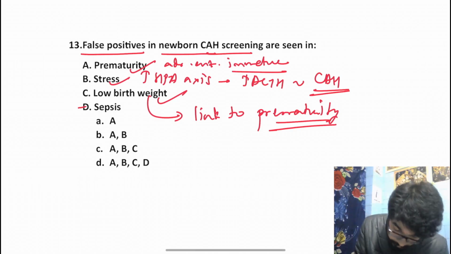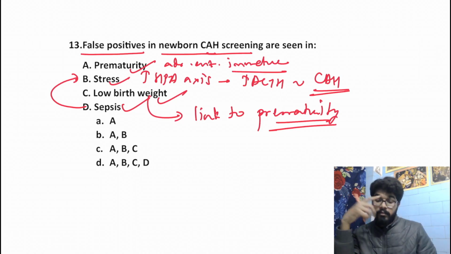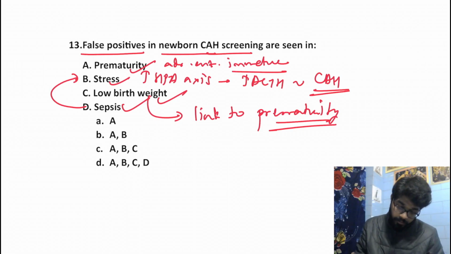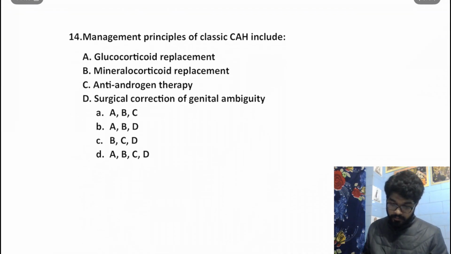And sepsis, again we can link it to stress. Even in sepsis we would get that because it is a condition of increased stress. So there would be excess ACTH, mimicking congenital adrenal hyperplasia. So the answer should be option D. All of them are correct. Okay. Moving on to the next question.